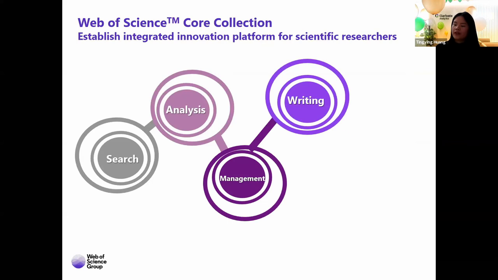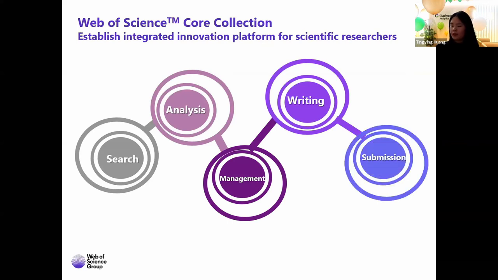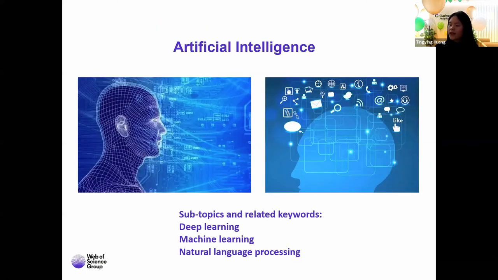Then we are going to have a look at how Web of Science helps us in each of the five steps during the whole research process and ecosystem. Today, we take artificial intelligence, AI, as an example to do the very clear sharing. AI is quite a hot topic these years in almost every industry and all walks of our lives. What can Web of Science tell us about AI? Let's have a look.